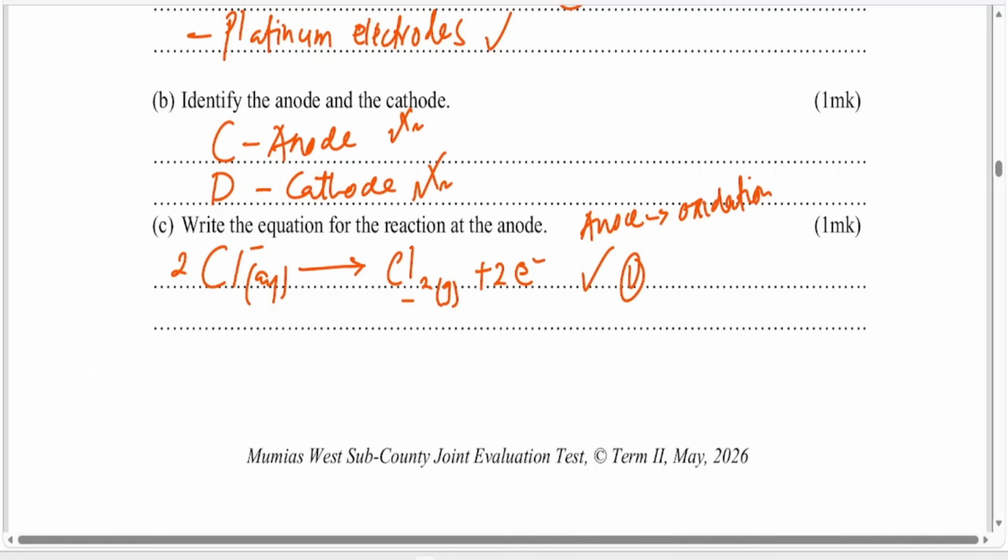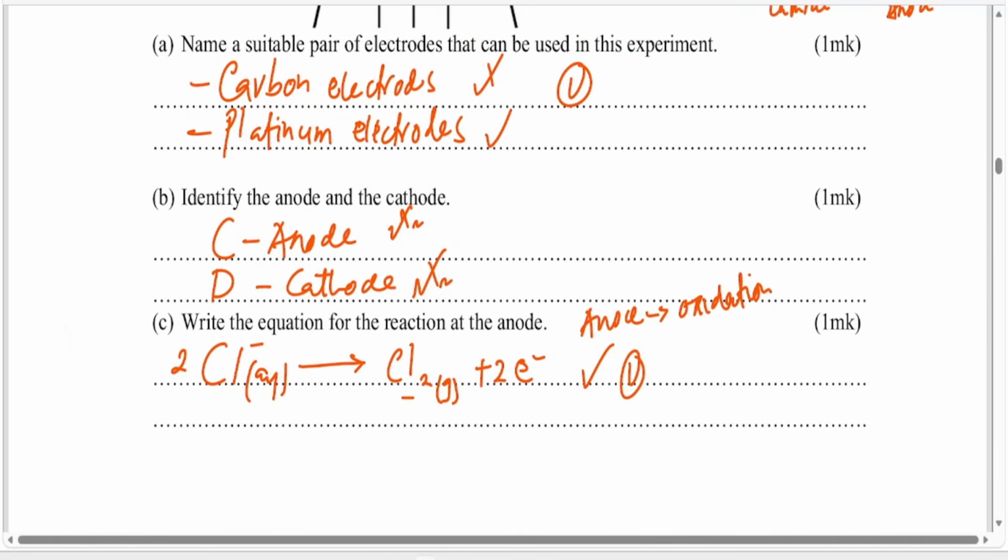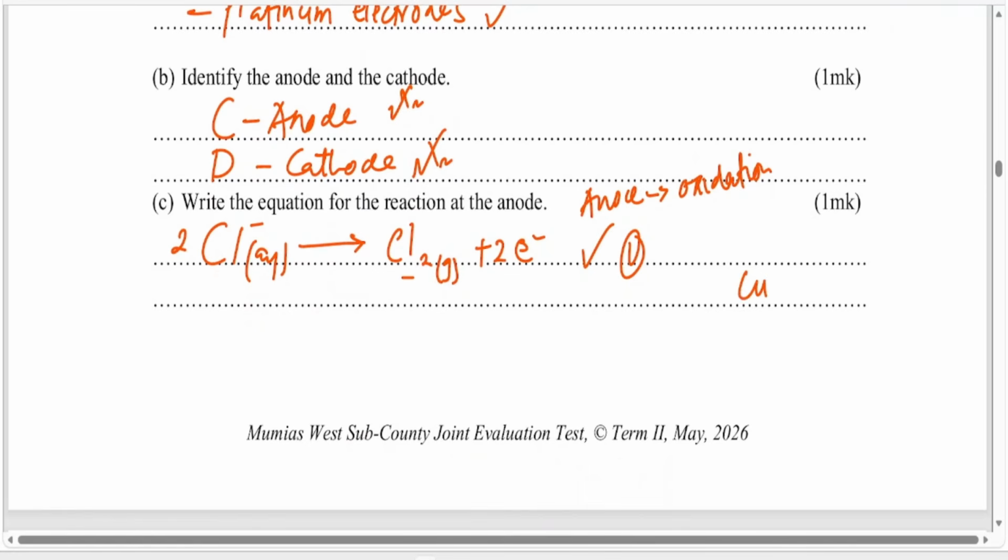If at any given point you have been told to write the equation at the cathode, this means that copper 2 ions are going to move to the cathode. So copper 2 ions are going to be reduced. At the cathode, there is a reduction that occurs. So at the cathode, we have copper 2 ions gaining the 2 electrons that have been lost on the side of the anode. And here we're going to reduce copper 2 ions to copper metal. And this is going to be the equation at the cathode.